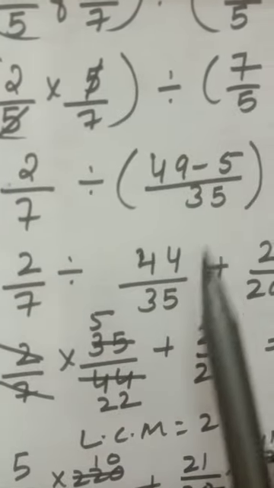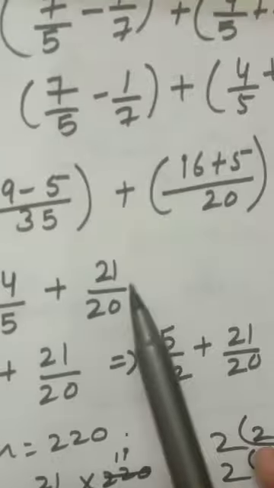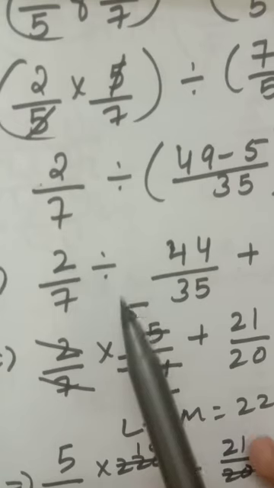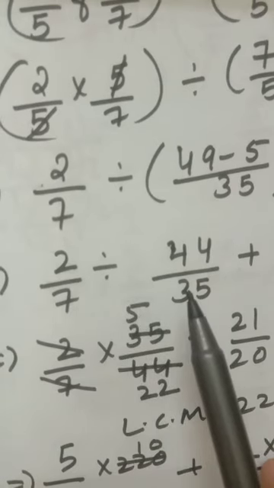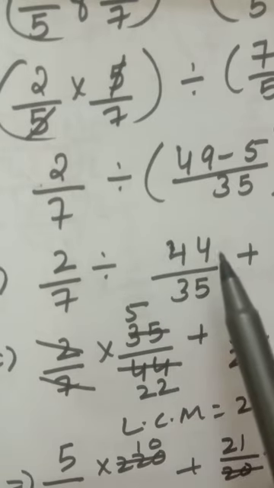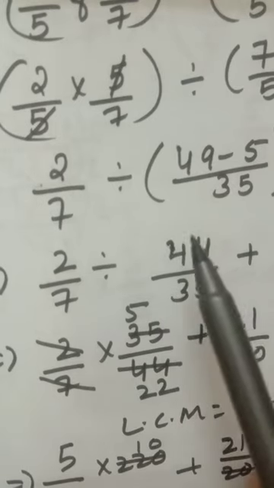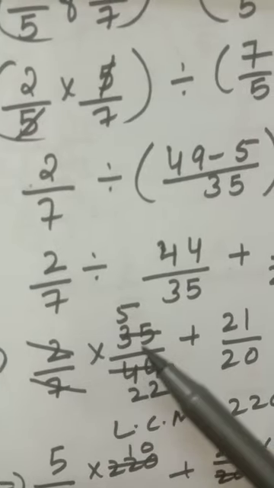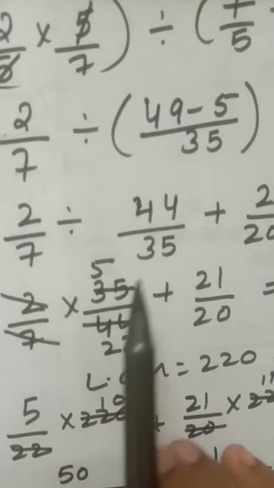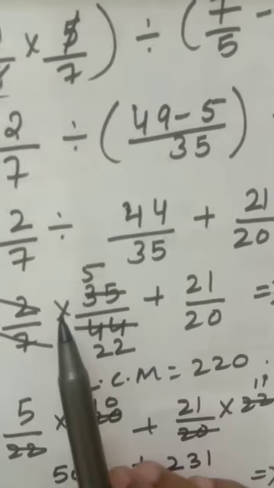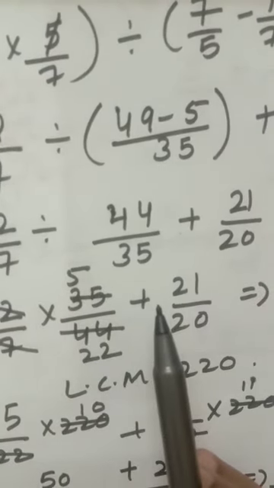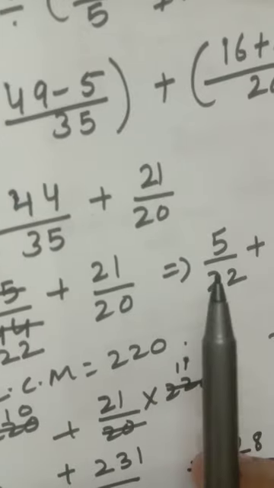After that, 2 by 7, 44 by 35, 21 by 20. Division: wherever you see a division sign, it will convert to a multiplication sign, and the second number will become its reciprocal, the numerator coming to the denominator side and the denominator moving to the numerator side. Cut out, because we use BODMAS. First division only we will do. After that multiplication. Here division converts to multiplication. After multiplication, addition. No subtraction is there.